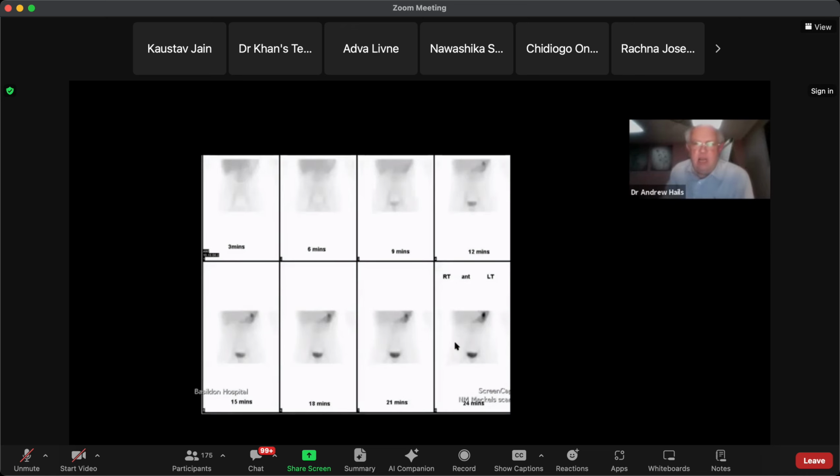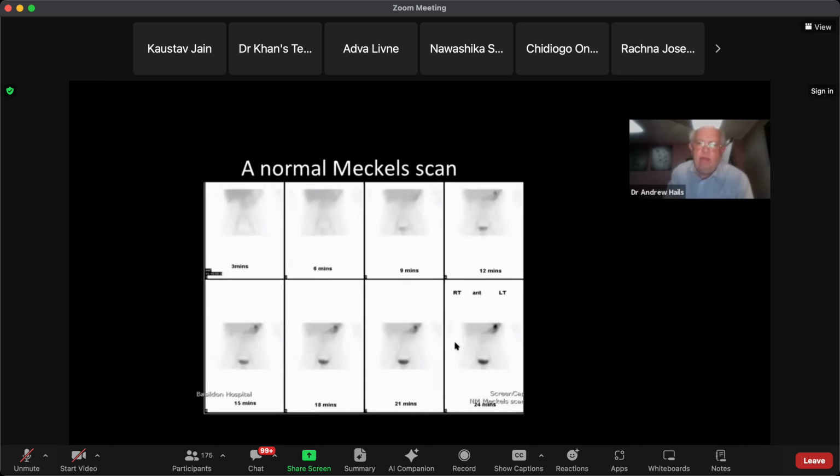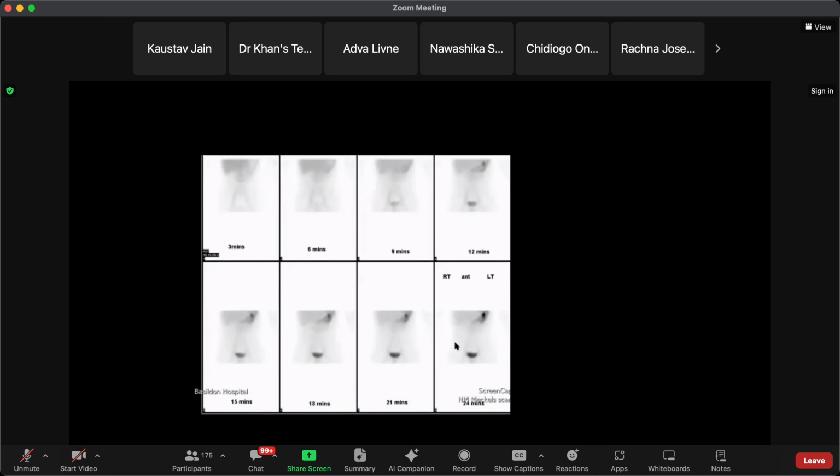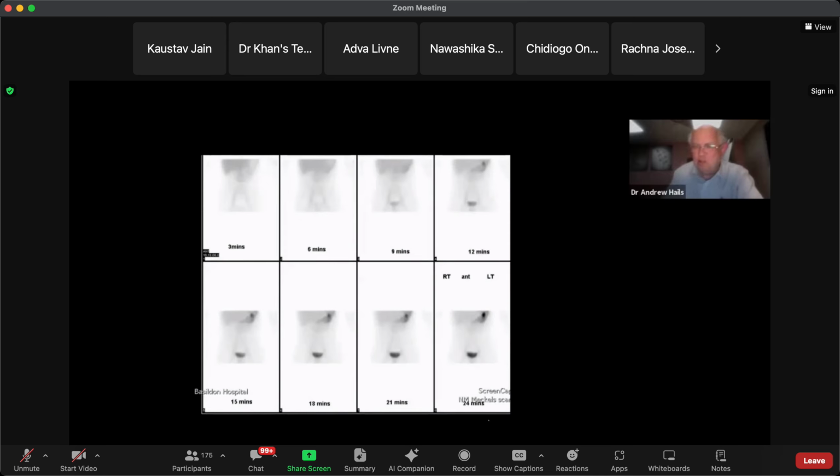Right, so this is a different topic. We can say that this child has had some rectal bleeding, and would you know what this scan was? It's a Meckel scan. Yes, actually, it says Meckel scan at the bottom.